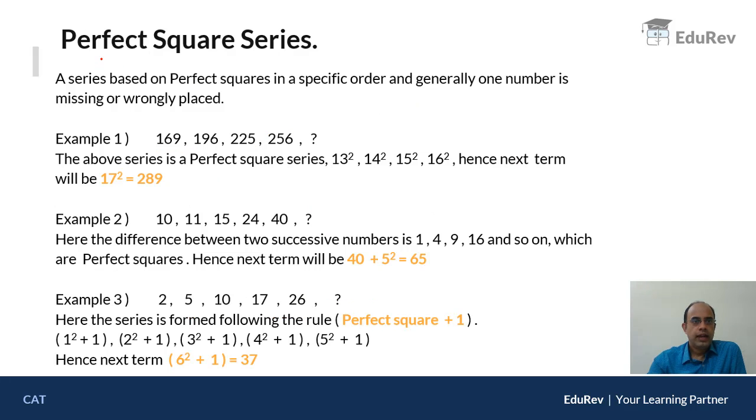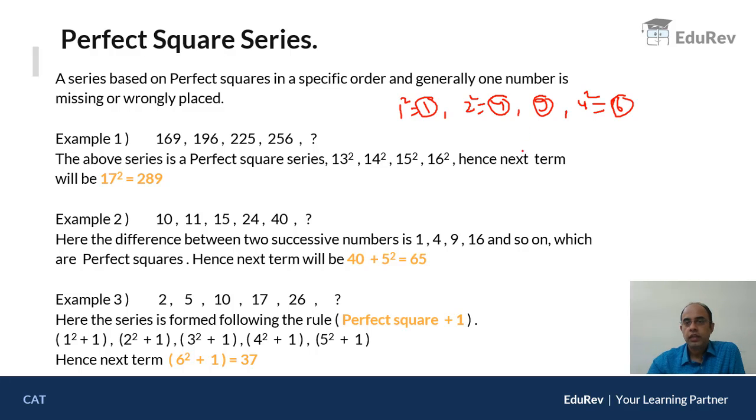Now, let us move to perfect square series. This is the second type of series, perfect square series. Now, what is a perfect square? A square of any number is said to be a perfect square. Say, 1 square. What is 1 square? 1. 2 square? 4. 3 square? 9. 4 square? 16. So these all are said to be perfect squares. 1, 4, 9, 16.